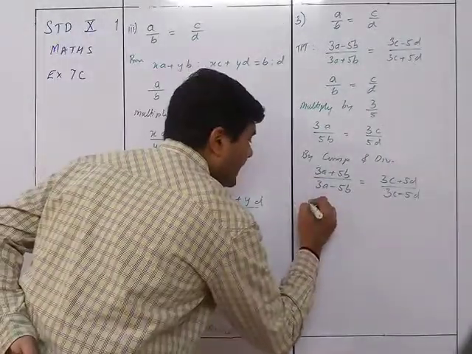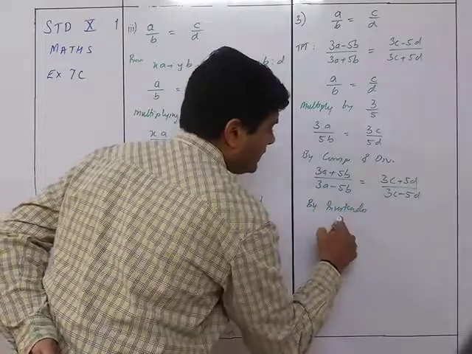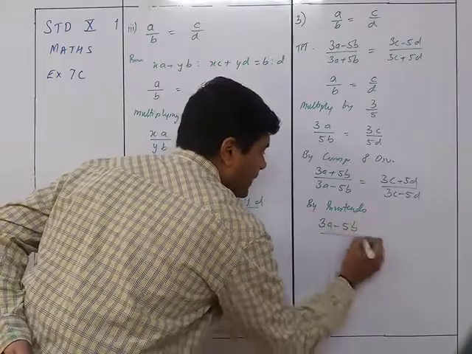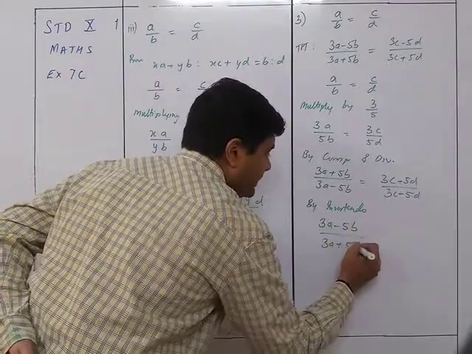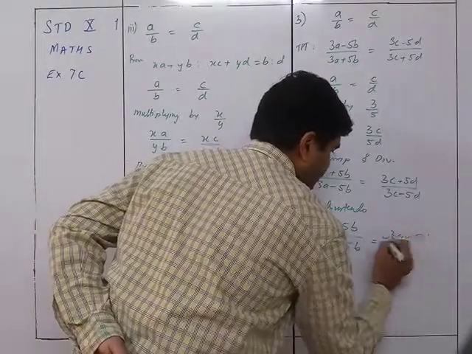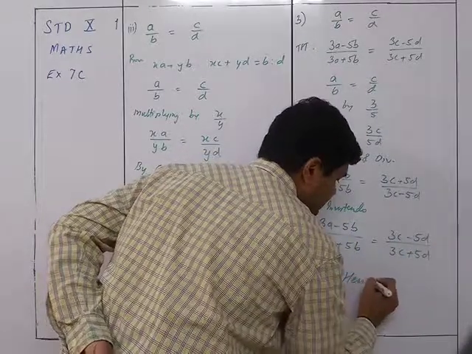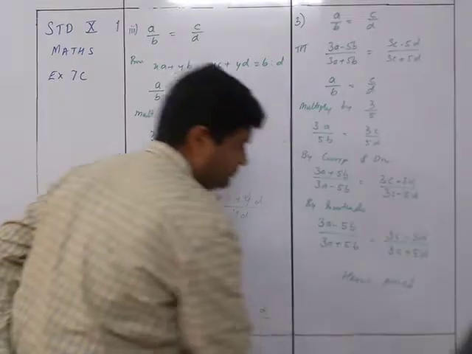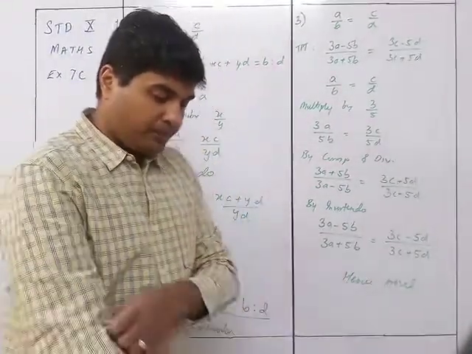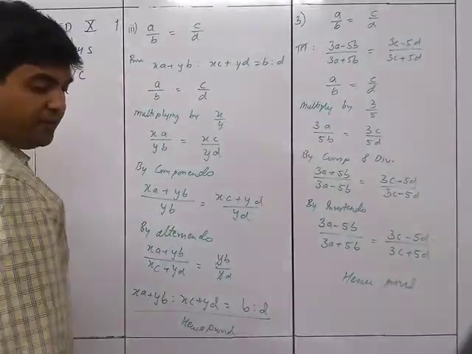Invertendo. So by invertendo, 3A minus 5B upon 3A plus 5B is equals to 3C minus 5D upon 3C plus 5D. Hence, proved. Got it? A very easy sum. That was sum number 3. We move on to sum number 5.